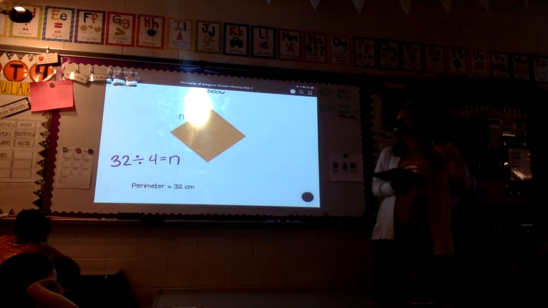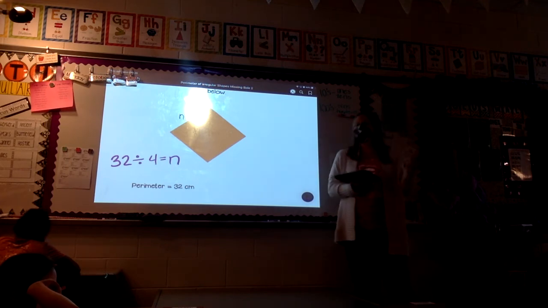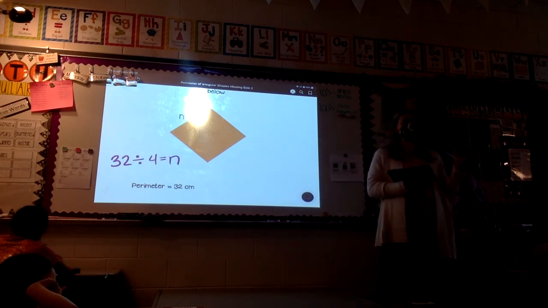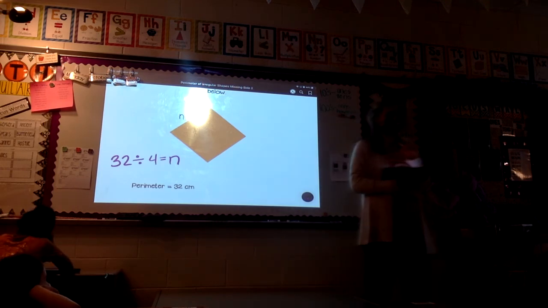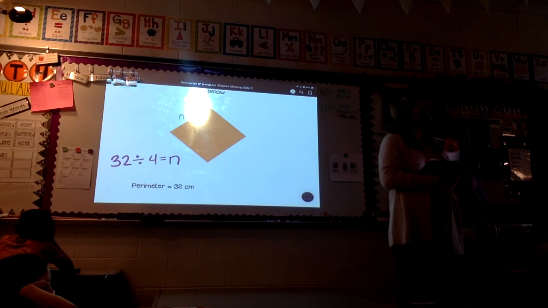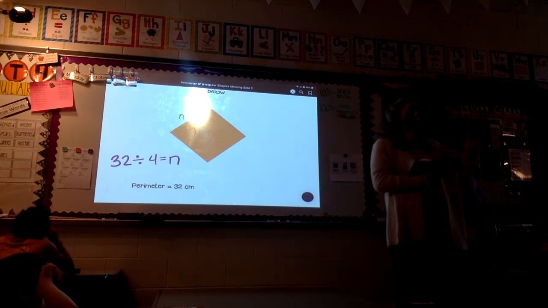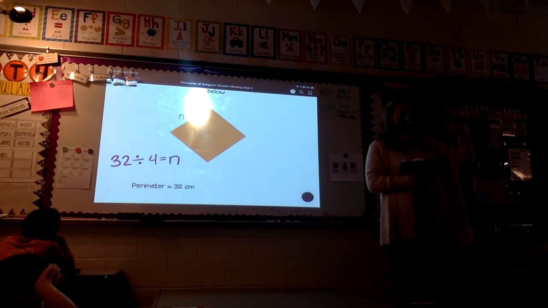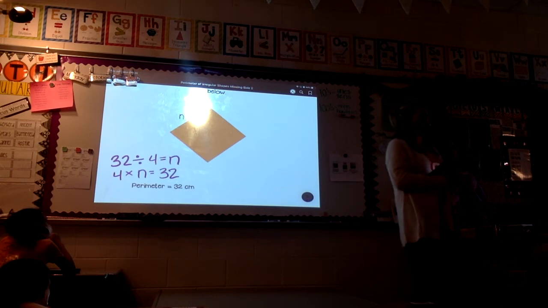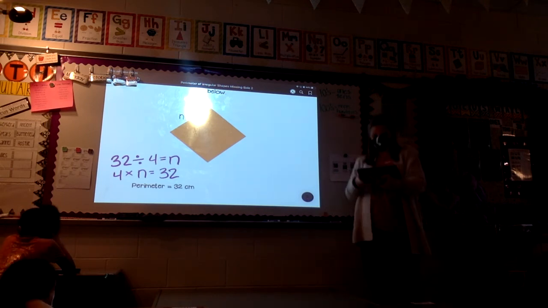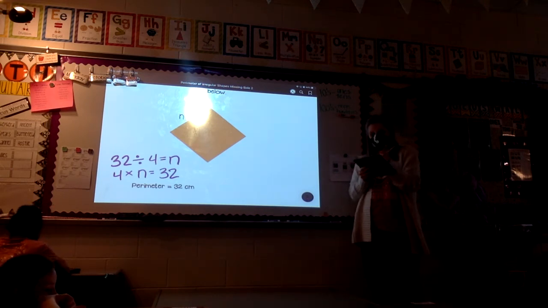All right, so before we come up with the answer, what is the inverse operation of division? Multiplication. So what could our multiplication problem be to help us solve? 4 times n equals 32. So either way, what would our answer be? 8. N equals 8 centimeters.